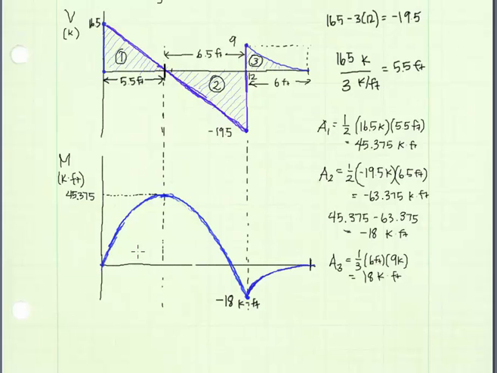The next step is to read off the maximum moment on the beam, because we're going to use that maximum moment to find the maximum stress. We're looking for the largest value of moment, and that can be either positive or negative. In our case, it's positive. It's a positive 45.375 kip feet.